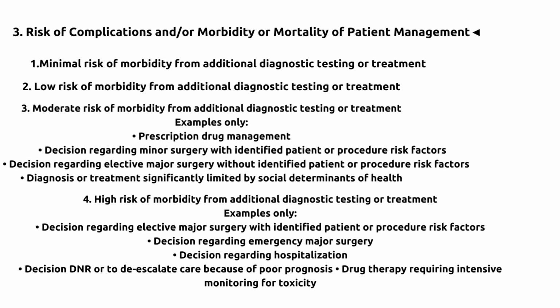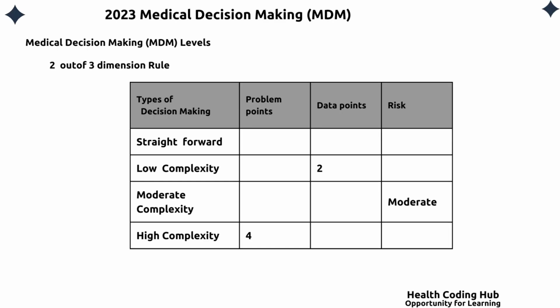In the medical decision making levels, remember that to qualify for a given type of decision making, two of three dimensions must be met or exceeded. Use the data point table to determine the correct level of MDM required. For example, say look at the below table. Given 4 problem points, 2 data points and moderate risk, since only 2 of 3 dimensions are required, this would add up to moderate complexity medical decision making.